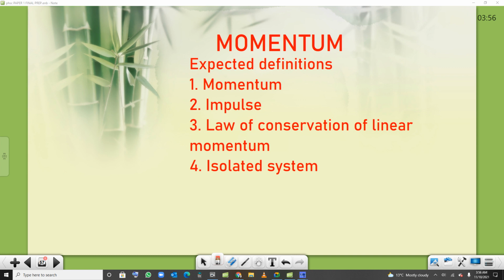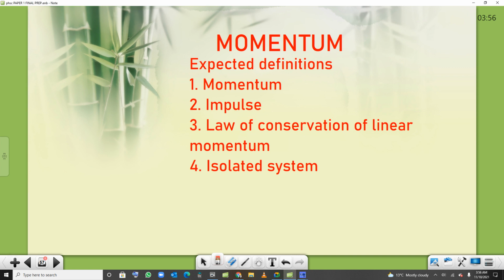And what is an isolated system? We know that it is a system where there are no external forces. And we're done. Those are the four major definitions that you need to know when it comes to momentum. All right.